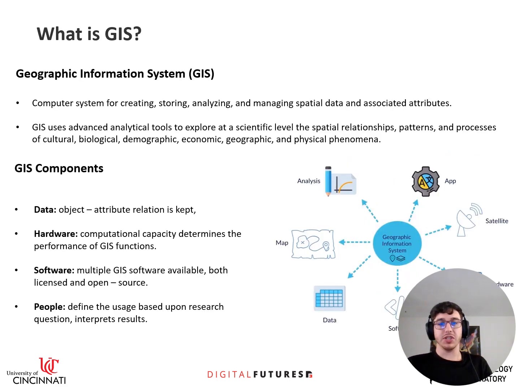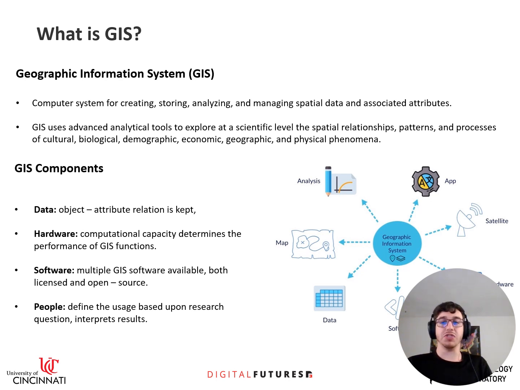To solve these methodological challenges, medical geographers make use of different tools, such as geographic information systems, usually referred to by the acronym GIS. These are tools created for storing, analyzing, and managing spatial data and associated attributes. GIS uses advanced analytical tools to explore at a scientific level the spatial relationships, patterns, and processes of cultural, biological, demographic, economic, geographic, and physical phenomena.